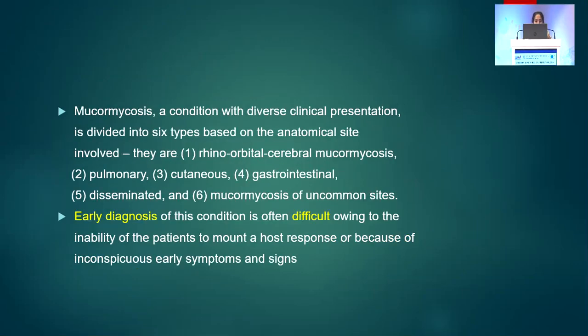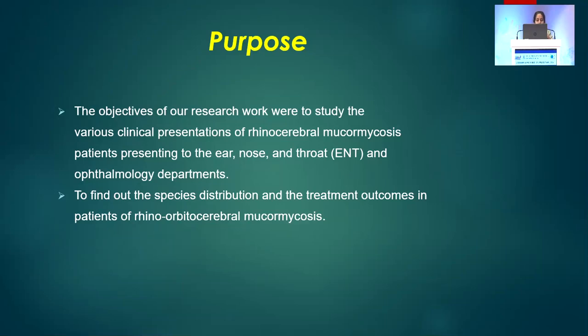Mucormycosis is divided on the basis of anatomical site into 6 types. One is rhino-orbital-cerebral mucormycosis, which I am going to discuss. Then second is pulmonary, third cutaneous, fourth gastrointestinal, then disseminated and uncommon sites. Early diagnosis is difficult because of the poor host response and inconspicuous early symptoms and signs. The purpose of my study is to study the various clinical presentations of mucormycosis patients presenting to the ENT and ophthalmology departments, and to find out the species distribution and treatment outcomes in these patients.